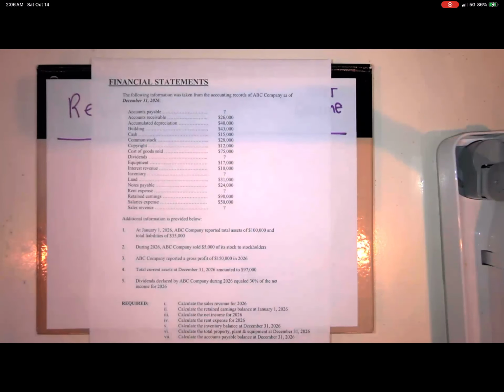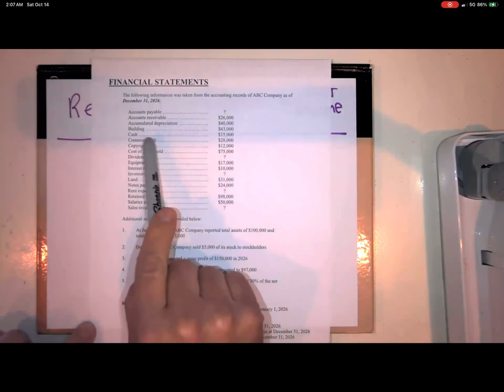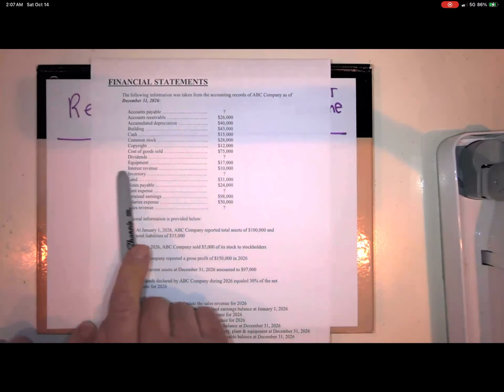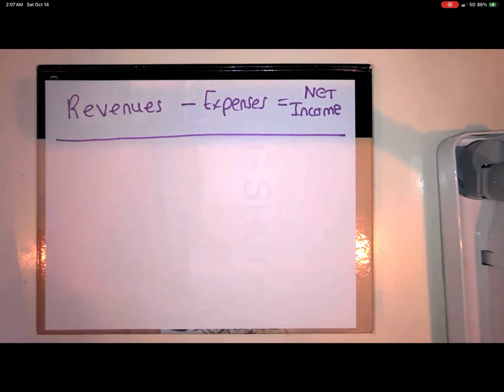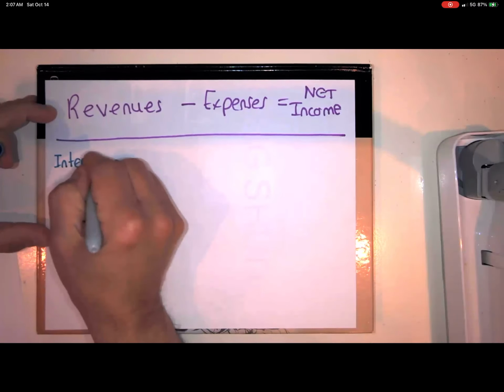Excellent job. Good work. She says, okay, let's look down the list. Look for things that say revenue. When we look and we look and we get about halfway down right there, oh boy, there is interest revenue given as $10,000.